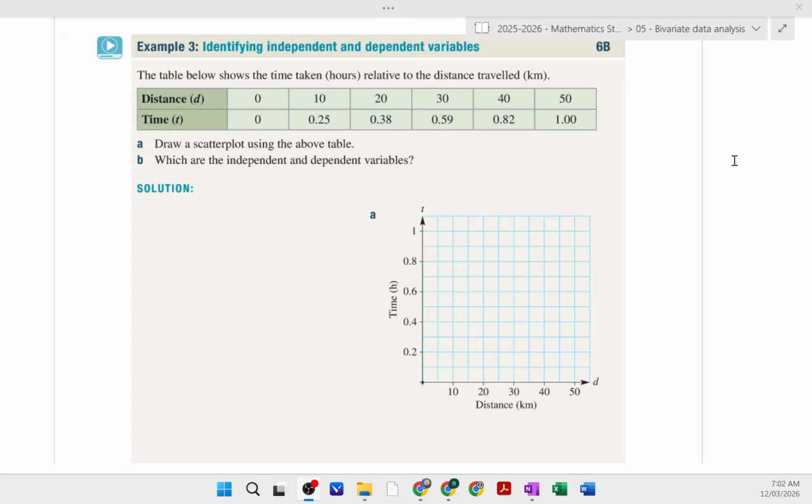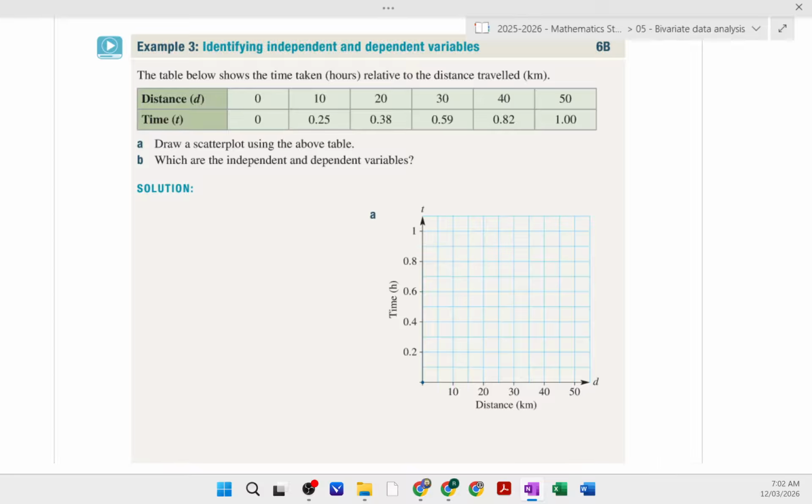All right, next example. Independent and dependent variables. We have talked about how the term bivariate means two variables. So what we've got here is two variables, distance and time. What we're going to be looking at is which one's independent and which one's dependent. But we'll get to that.